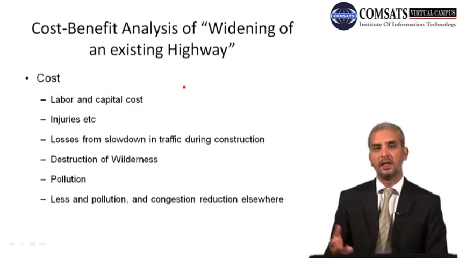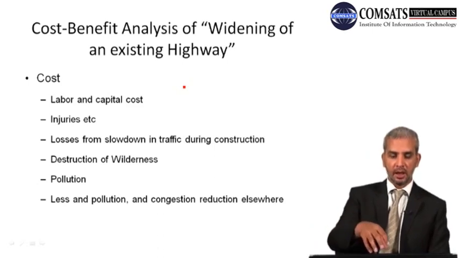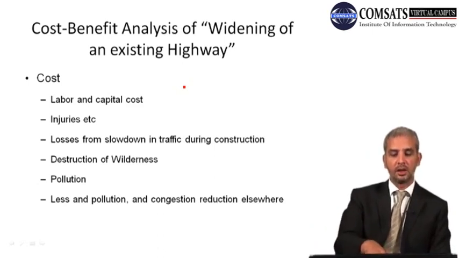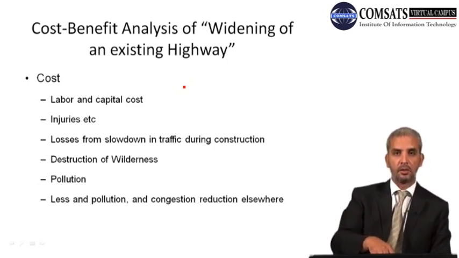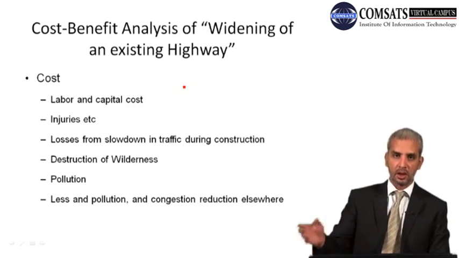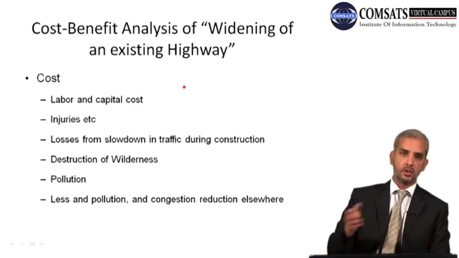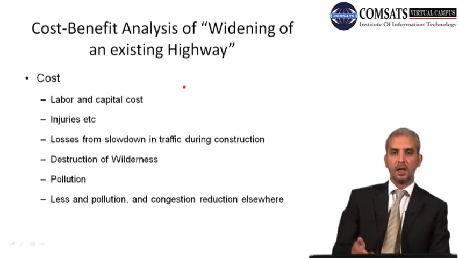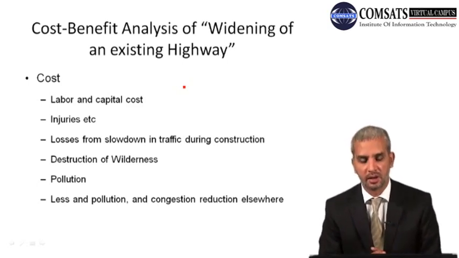In other words, while calculating the total cost of pollution and the total cost of traffic congestion from the construction of the project, the traffic congestion reduced on the other roads and the pollution reduced on the other roads also need to be subtracted from this total cost, so that we have an actual account of all the costs and benefits.